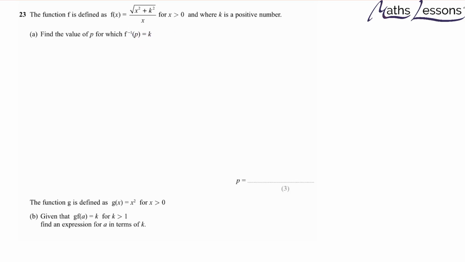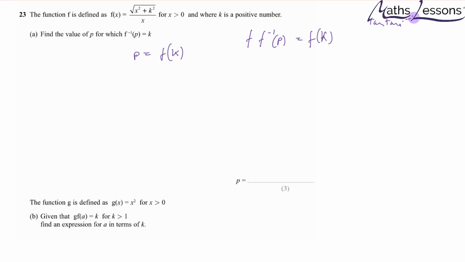Now, looking at this question, what stood out to me was that if I rearrange this, I could change this to p equals f of k, and life becomes a lot easier. The reason is that f of f inverse of p must equal f of k. So I do f of both sides, and f and f inverse cancel each other out. They're inverse functions.